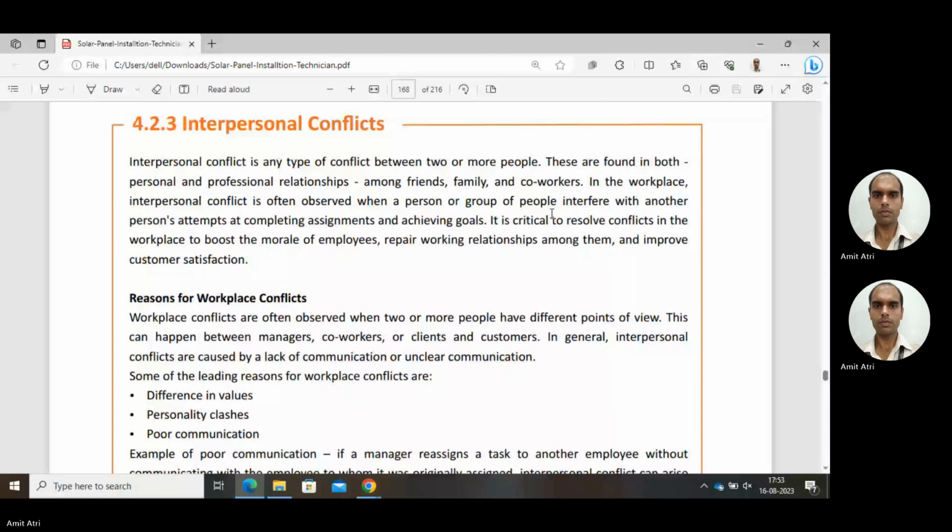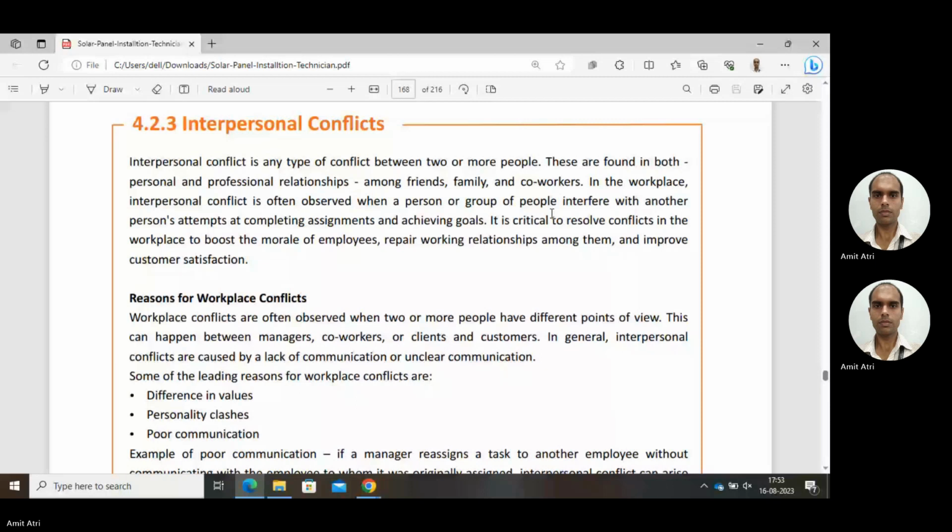Otherwise, it will be demoralizing for the employees. Relationships in the workplace will go wrong. And customer satisfaction, that is one of the most important things in a business organization. All of them will suffer if we do not resolve the conflicts in sufficient time.